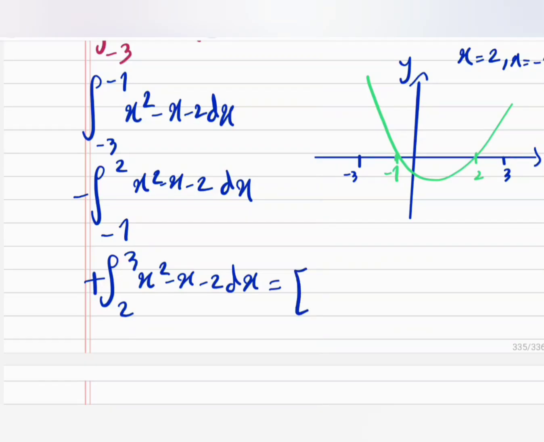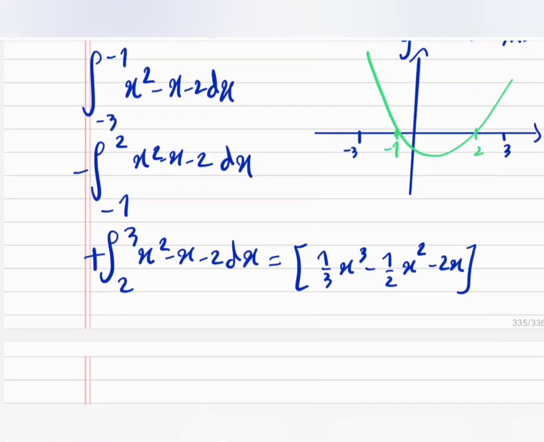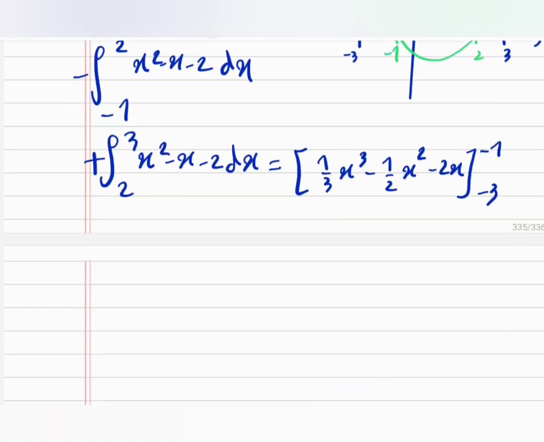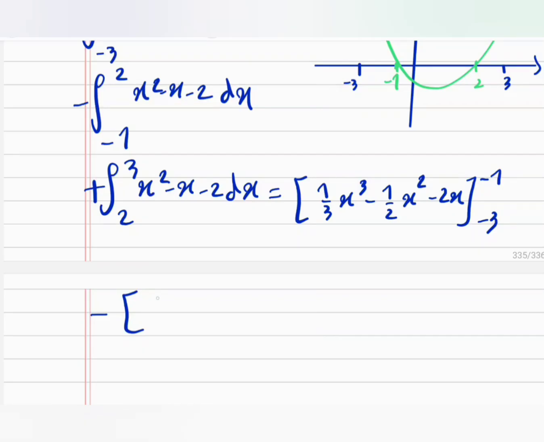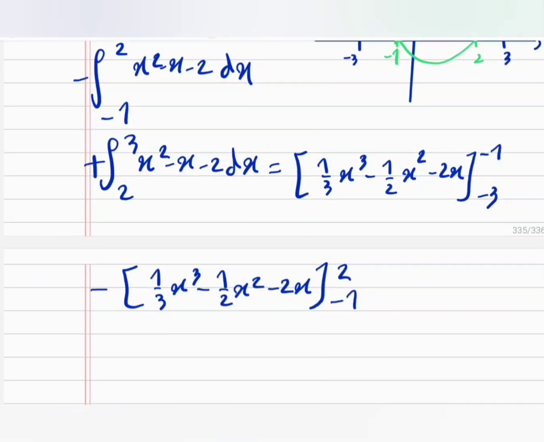So first of all, when we integrate, we'll get 1/3 x cubed minus a half x squared minus 2x, and then we just need to evaluate this for each part. So the first part is when the bounds are -1 and -3. And the second part is going to be minus, when we write the same thing and the bounds this time for the second integral are 2 and -1, and finally for the last one, the bounds are 3 and 2.